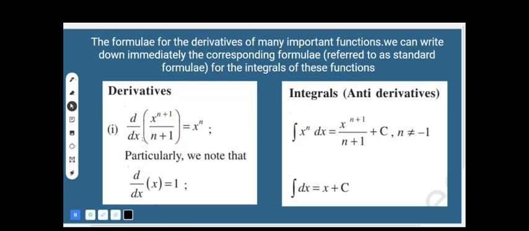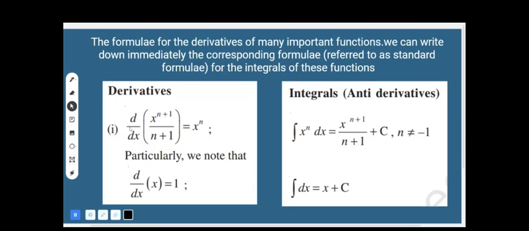Now, d by dx of x power n plus 1 divided by n plus 1 equals x power n. So what is the formula for x power n in integration? It is the corresponding one of each other. They are antiderivatives of each other. Integration is called antiderivative, and they are opposite of each other.